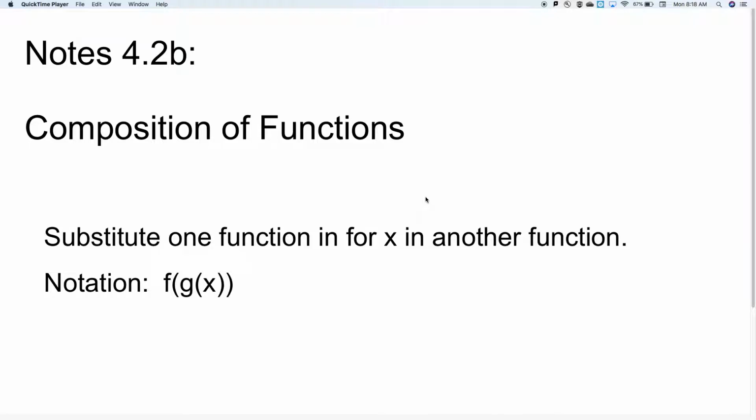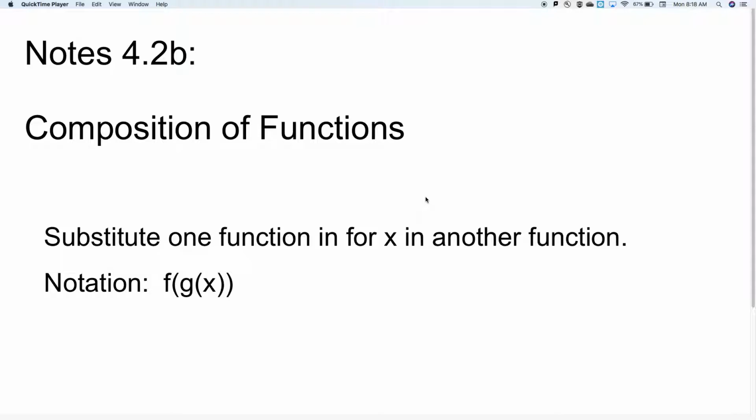So what we talked about on Friday was polynomial operations. Can you add polynomials, combine like terms? Can you subtract polynomials, distribute your negative, combine like terms? Can you multiply polynomials, distribute all the terms, combine the like terms at the end? And we're going to do dividing polynomials tomorrow. But composition is not really a function operation, but it's something that we can do with two functions.